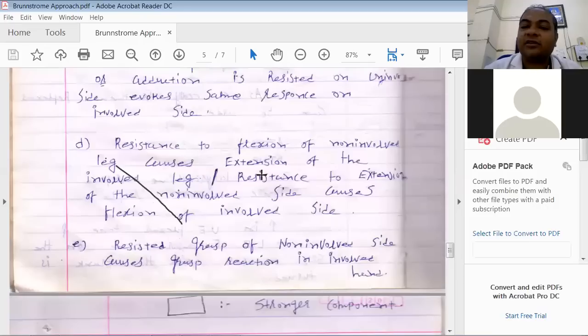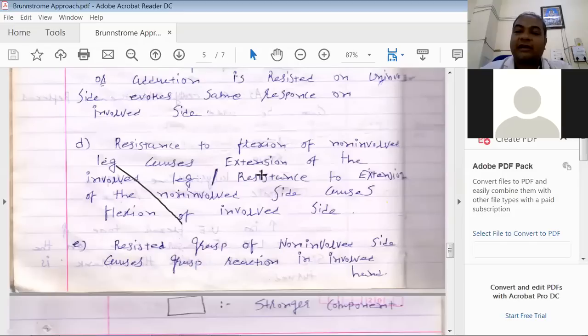Resistance to the flexion of the uninvolved leg, lower leg, causes the extension of the involved leg, opposite direction. Right? I'm giving resistance to the hip flexors of my left side. I told you left is normal, right side is hemiplegic. So when I'm giving the resistance to the left side of hip flexion, it produces the right side of hip extension. For that, you have to place the right hip in flexion as a starting position.